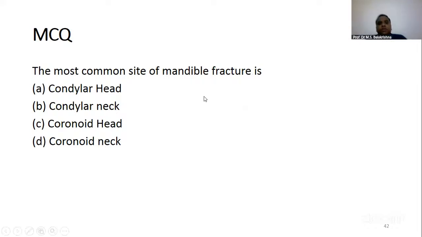Next question, the most common site for mandibular fracture. So it's basically the condylar fracture, and in the condyle, it's not the head, the neck of the condyle gets fractured because the neck is the weakest part. So once the neck gets cut, condyle deviates. So it's a condylar neck, that is B is the answer.